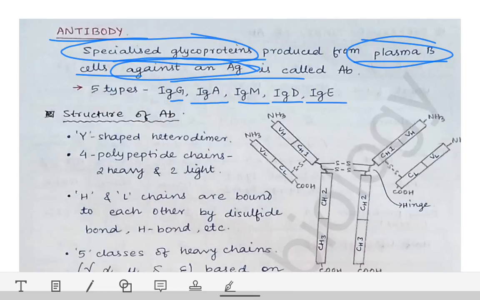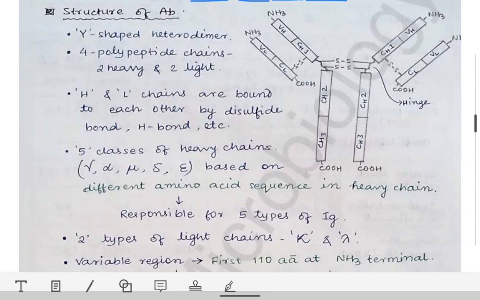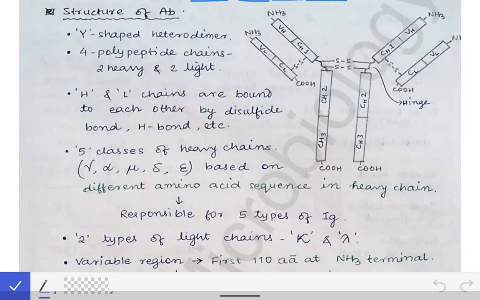Now let's read about the ultrastructure of the antibody. Although this is not generally asked in any of the exams at UG levels, you should still have the basic idea of the structure of the antibodies. So see here, the antibody looks somewhat like a Y. So it is a Y-shaped heterodimer.